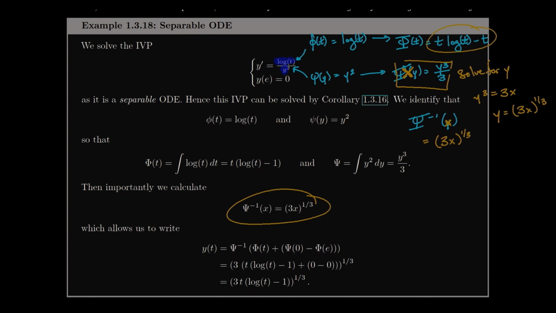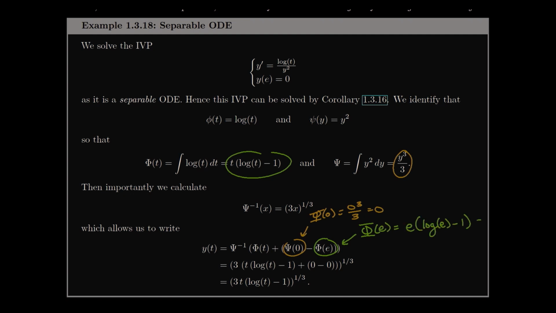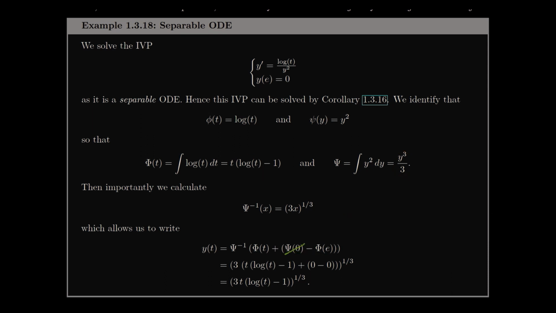We've got t log t minus t, we've got y cubed over 3, we've got the inverse function. All we do is we grab everything and we make sure we put it in correctly. So this is psi at 0. Let's recall what capital Psi is. Capital Psi is y cubed over 3. So psi at 0 is 0 cubed over 3, which is 0. We can compute capital Phi of e. Capital Phi was here, t log t minus t. This is going to be e log e minus e. Log of e is 1. 1 minus 1 is 0. That's going to be 0. So thankfully, neither of those terms survive. So both of these terms are going to be 0.